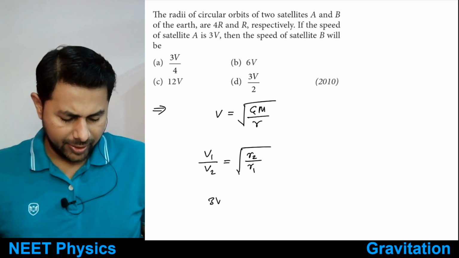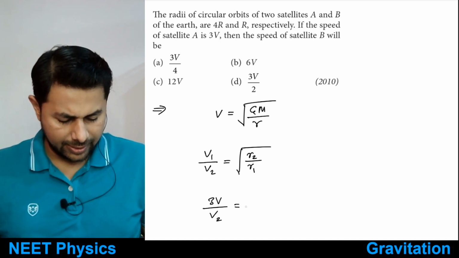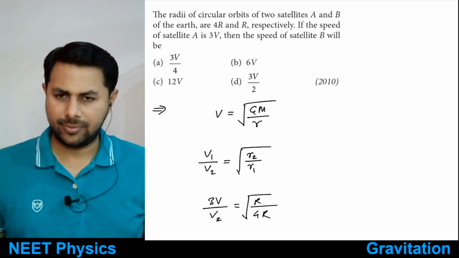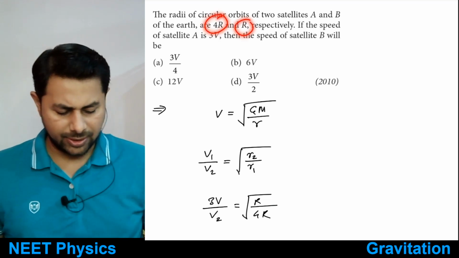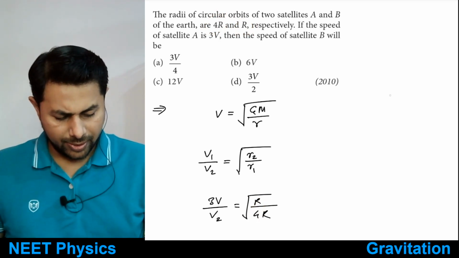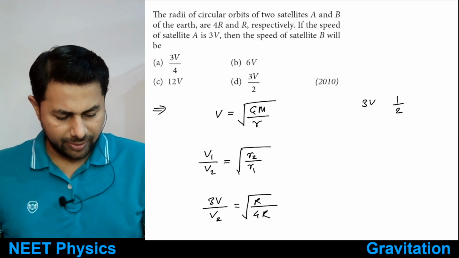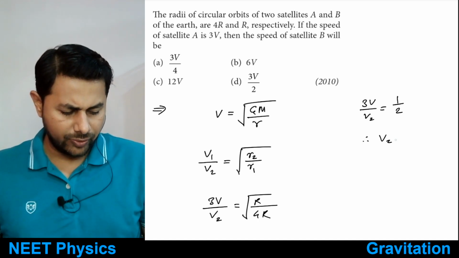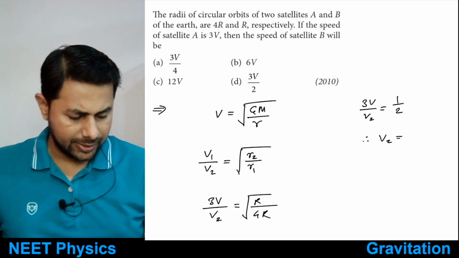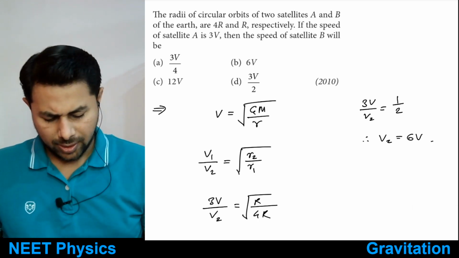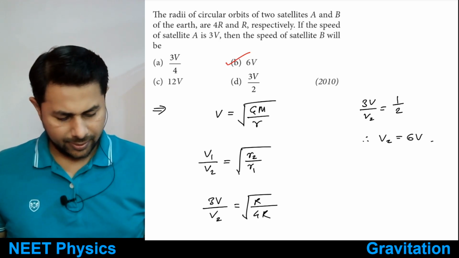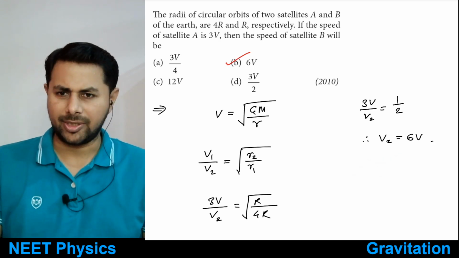So V1 is 3v and we want to find out V2, and that is equal to the root of R2 upon R1. R1 is 4R, R2 is R. So again R gets cancelled. So this is 1 by 4, the root of that is 1 by 2. We have 1 by 2 on the right hand side, so it's 3v divided by V2, and therefore V2 is 3v times 2, so that is 6v. So it is option B. Right, that's the answer. This one is very simple.